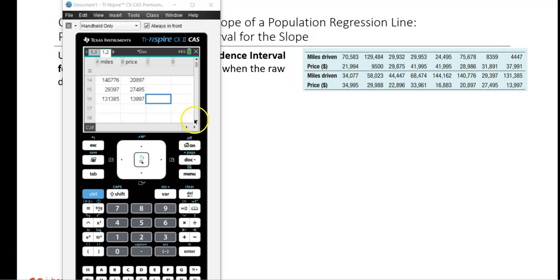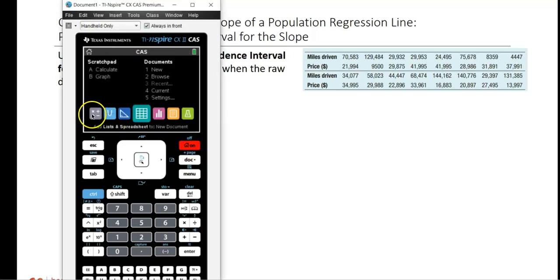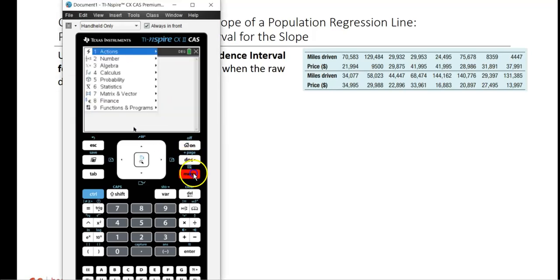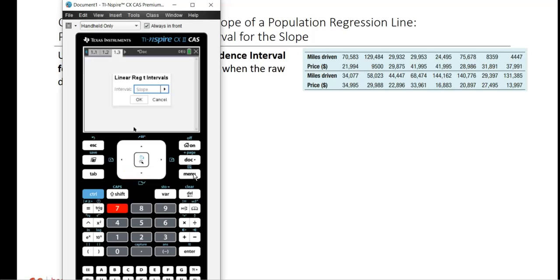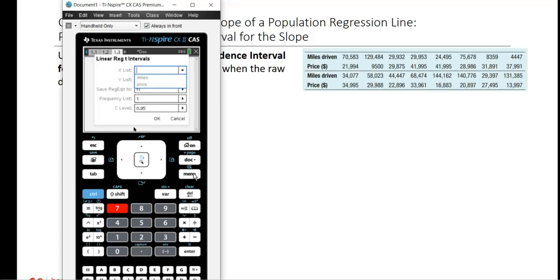Okay, that took a while to do in my calculator. So let's see if we can do this. Let's go to the calculator screen and go menu 6. It's got to be 6, confidence intervals. Number 7 says LinReg t Intervals. I'm going to try this one. I'm not sure. So XList is definitely miles. YList is price. That's fine.